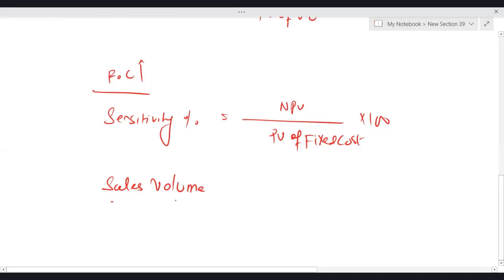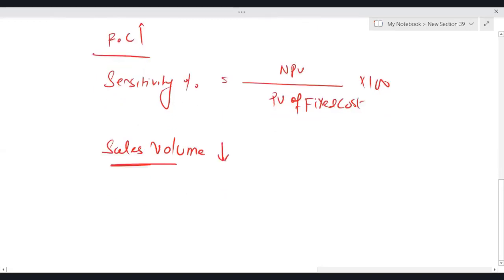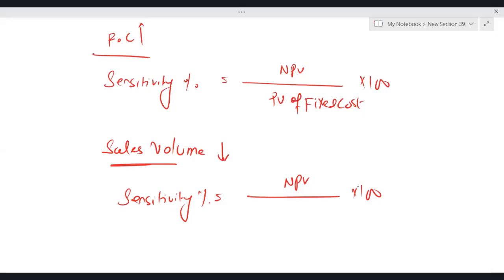Okay. Sales volume. Obviously, decline in sales volume is an adverse event. How will we calculate sensitivity percentage? NPV. Okay. What should come in the denominator when you are applying sensitivity analysis on sales volume? Students, what should come in the denominator? Present value of what? Please quickly reply.